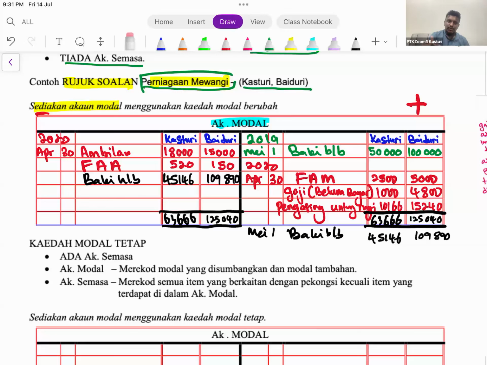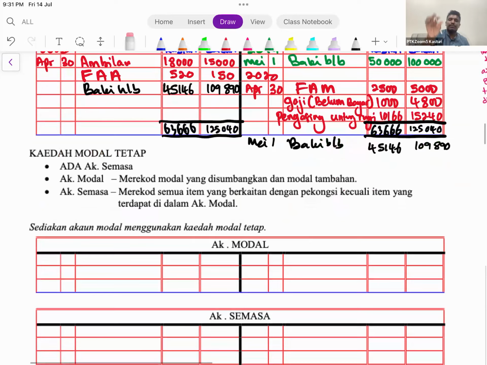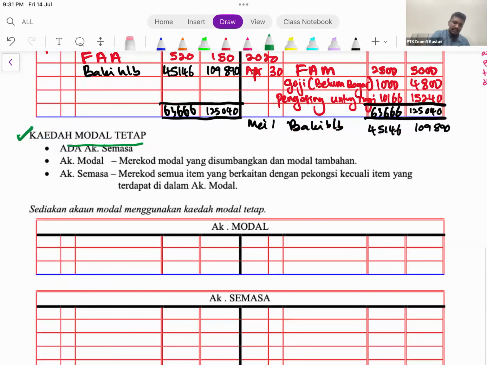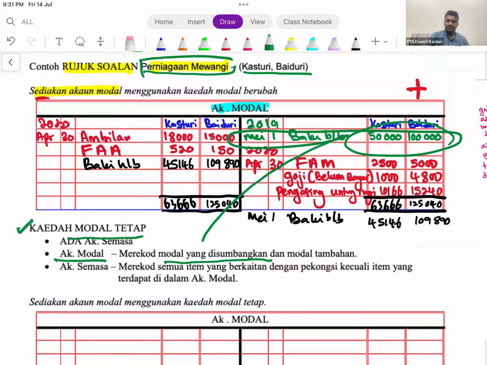So to avoid this, what the accountants have done is they have created a new method called kaedah modal tetap. They want the modal dia tetap. They create the account modal to record modal yang disumbangkan, which is the green color. This green color you record in account modal. And then the account semasa. What is account semasa? It is actually another account modal, but we open another account modal which we call account semasa, to record all the red color things. Other than modal, anything that is related to pekongsi, we record in the account semasa.